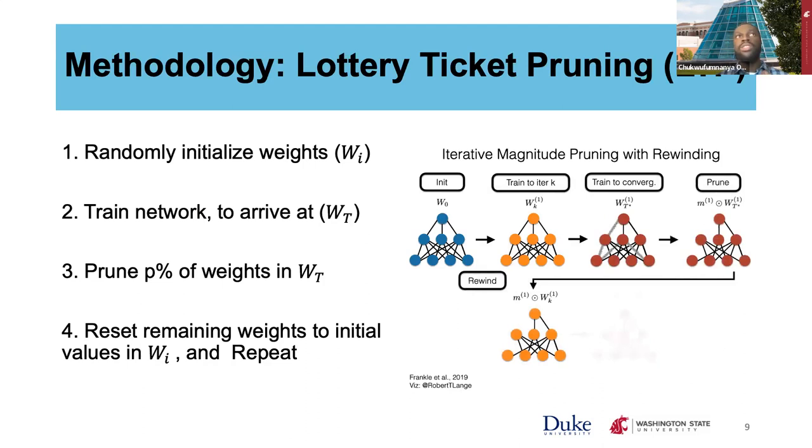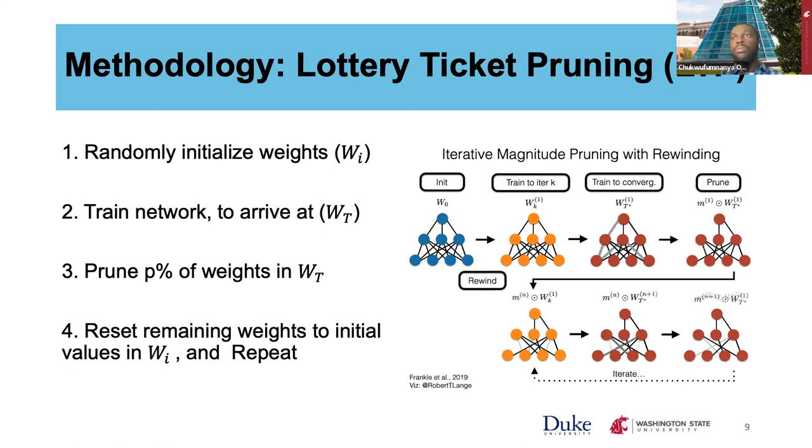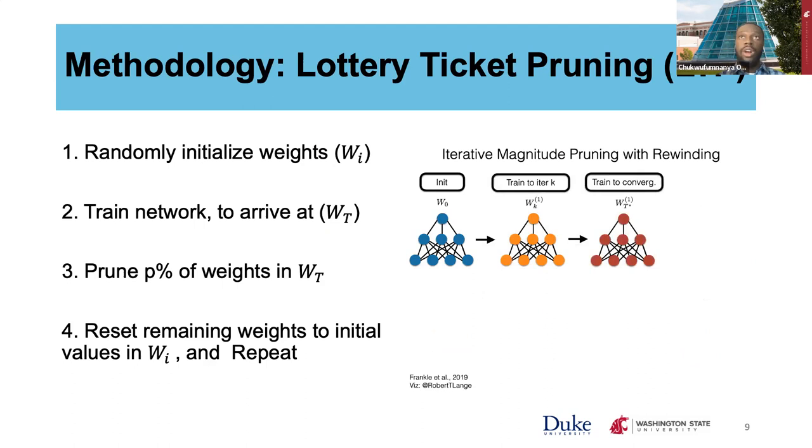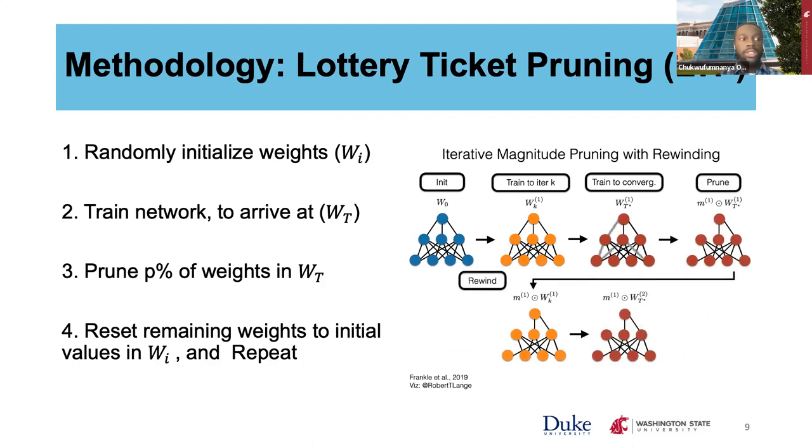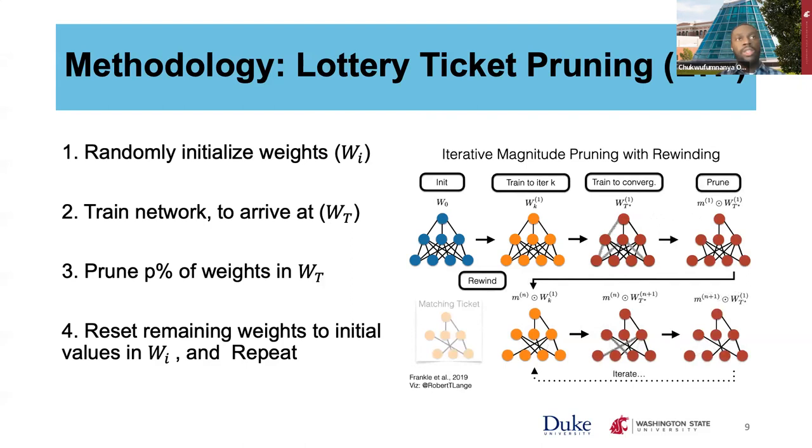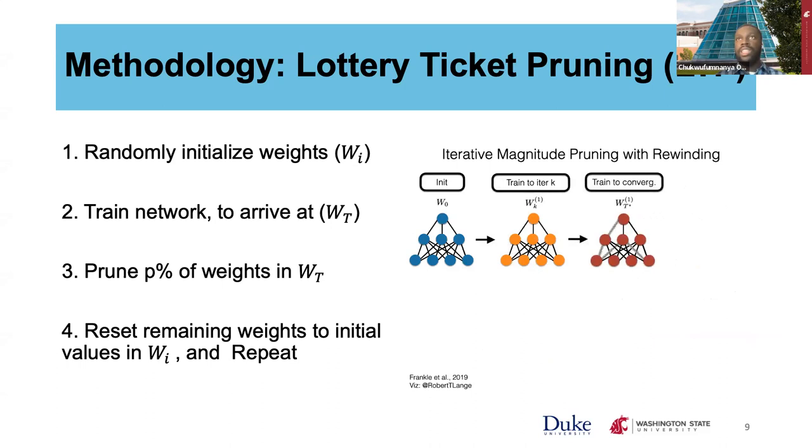It's an iterative pruning which enables us to find networks that can be trained from scratch and match the original accuracy of the pruned model. So the steps are very, very simple. We randomly initialize the weights of the network, then train to arrive at some optimal weights and prune them, and then reset and repeat the process iteratively. Then we arrive at the matching ticket, as you can see in the figure on the right.